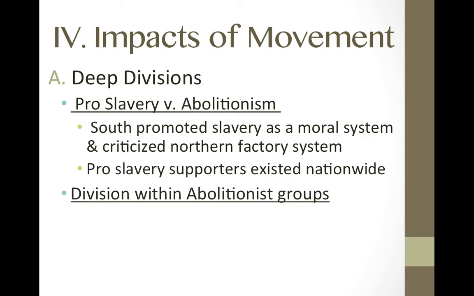In addition to the pro-slavery versus abolitionist division, we also start to see division develop within the abolitionist group. So to start looking at that division, there's a few different things that are happening here. But first of all, William Lloyd Garrison leads a really radical branch of abolitionists. He condemns the U.S. Constitution as, quote, a covenant with death and an agreement with hell. He attacks churches in the North as being sanctuaries for pro-slavery thought.